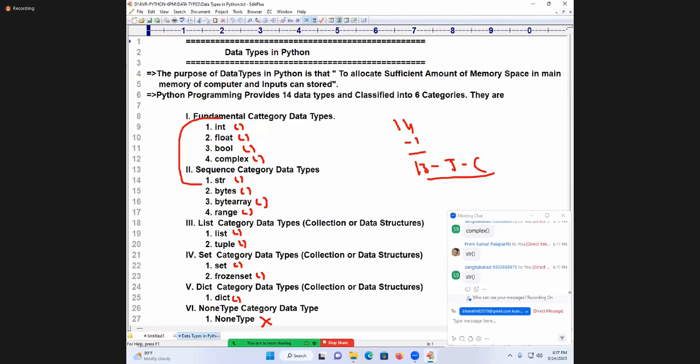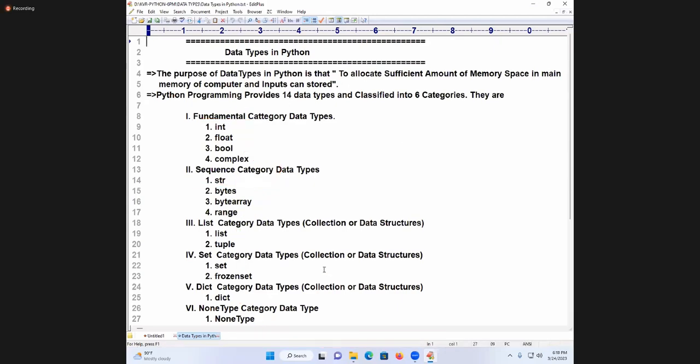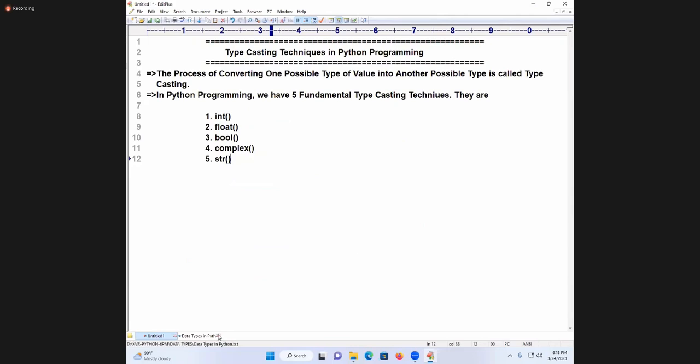So these first 5 are called what? Fundamental typecasting techniques, we can call. Are you able to follow me? So I'm going to start the next continuation discussion, students.